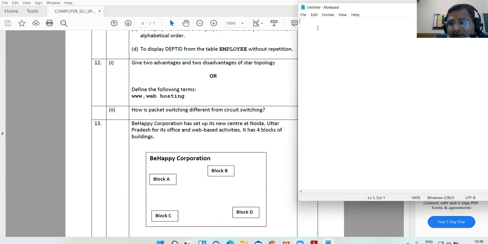Is the notepad file visible, which I have opened in parallel? Yes. Okay.